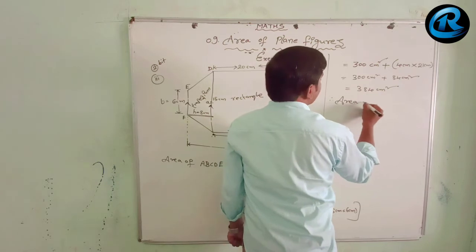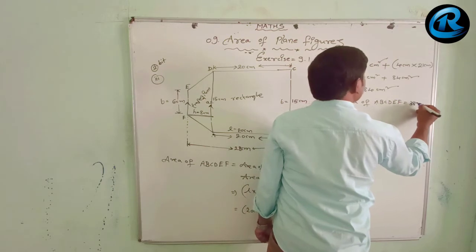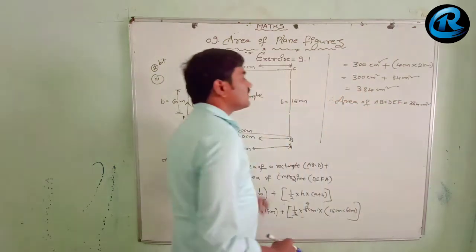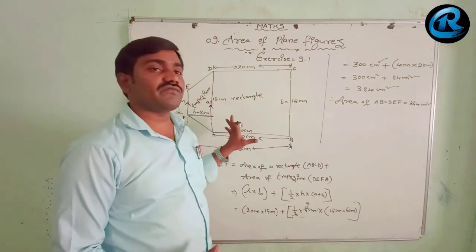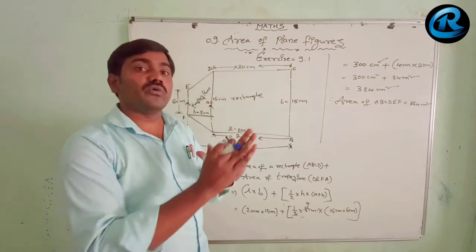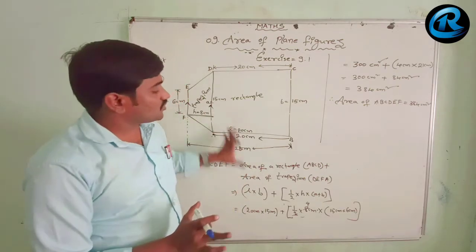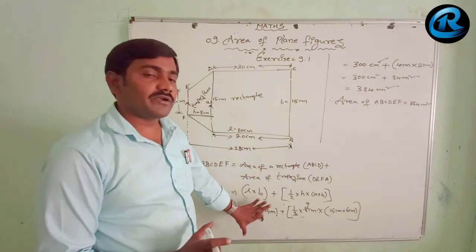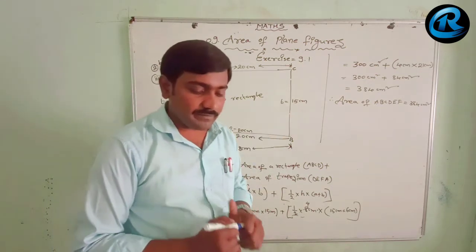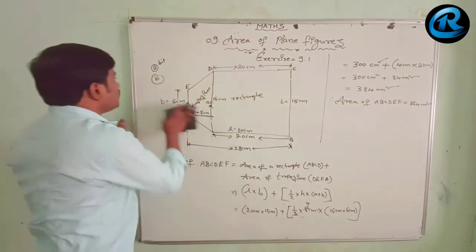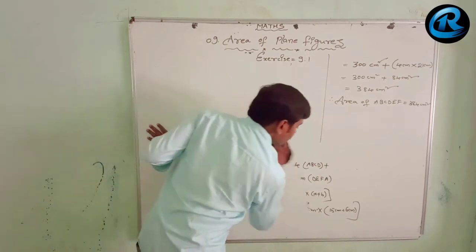Therefore the area of ABCDEF figure is equal to 384 centimeter square. The given figures are unknown figures, where we cannot know the formulas. So we have divided them into known figures where we know the formulas, and we used those formulas and the values of the particular figures, and we got the answers like this. So this is our second bit, and we have some more questions. We go for question number 3 now.